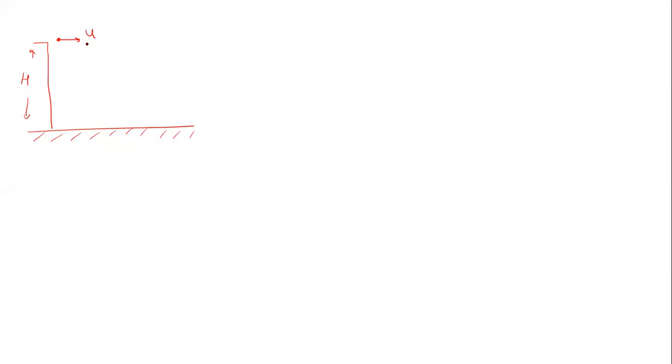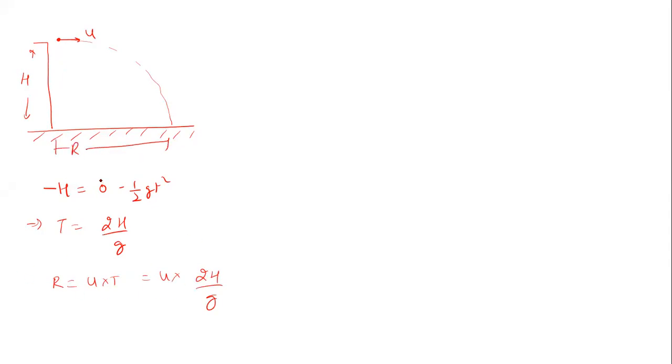Then time of flight would be equal to what? Minus h equal to 0 minus half g t square, which means time of flight will come as root of 2h by g. Then range will be equal to u into t, which is u into time of flight, that is root of 2h by g. So this way we can find the range and the time of flight also.